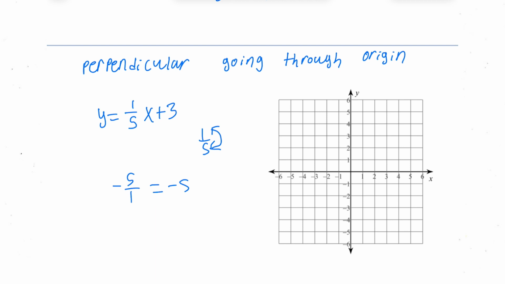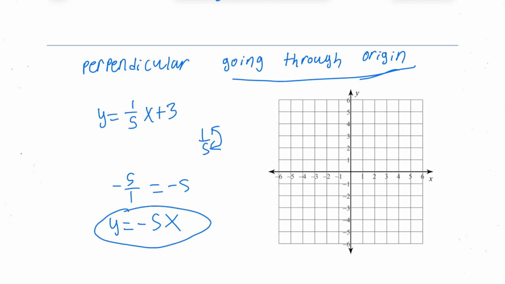So in this case, we're going through the origin. The perpendicular line is going to be y equals negative 5x. And because it goes through the origin, that means it doesn't have a y-intercept. So that's just the answer.